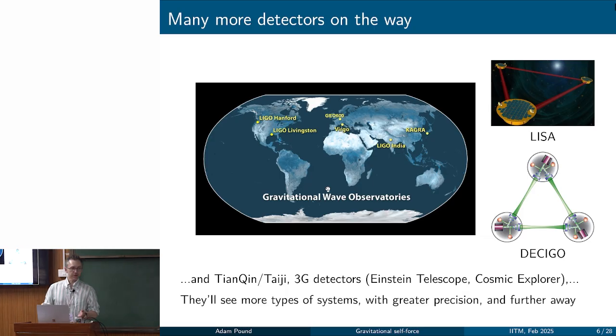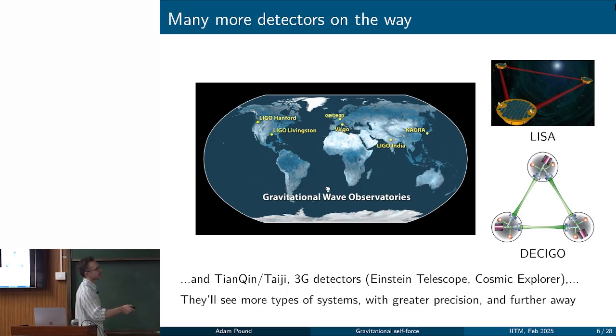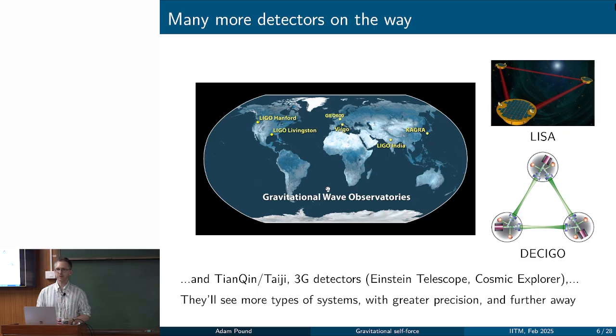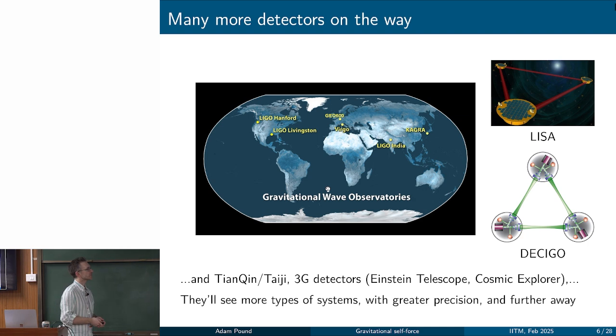But then also in 10 years, we're going to have LISA. So that's the space-based detector. It's going to be launched. The current plan is for 2035. I know it still says 2034 in some places and 2037 in some other places. The actual mission schedule is for 2035.